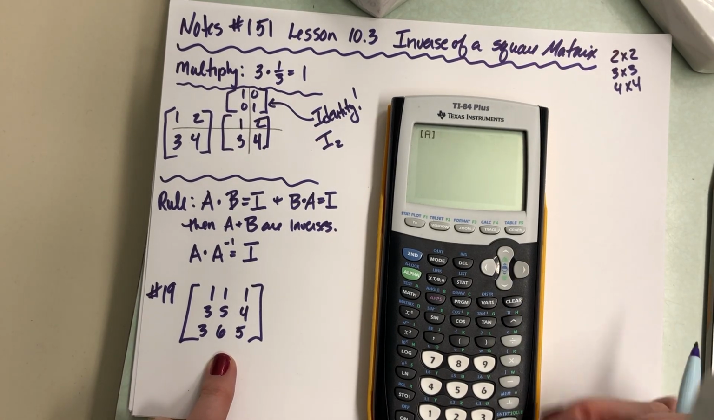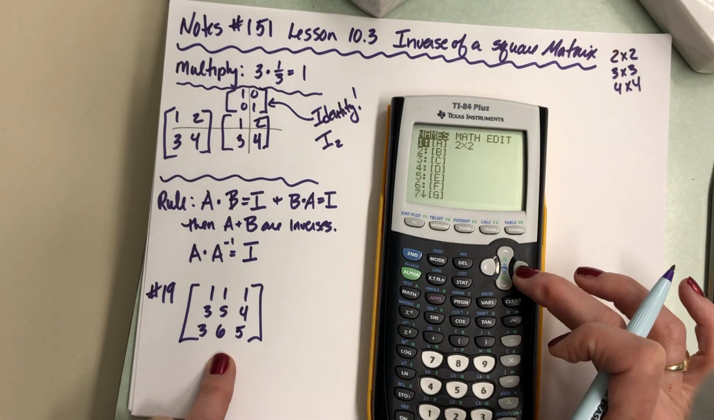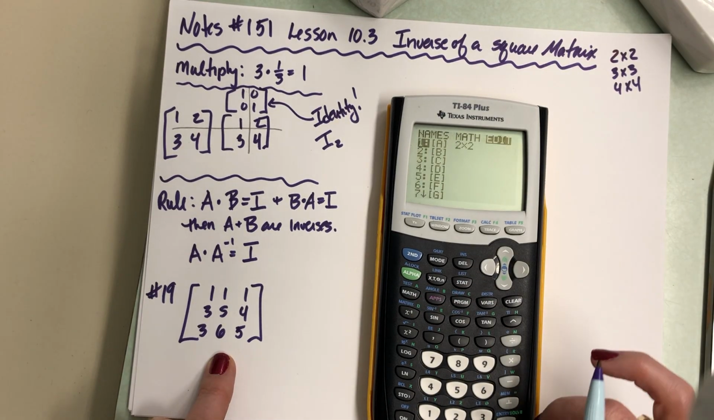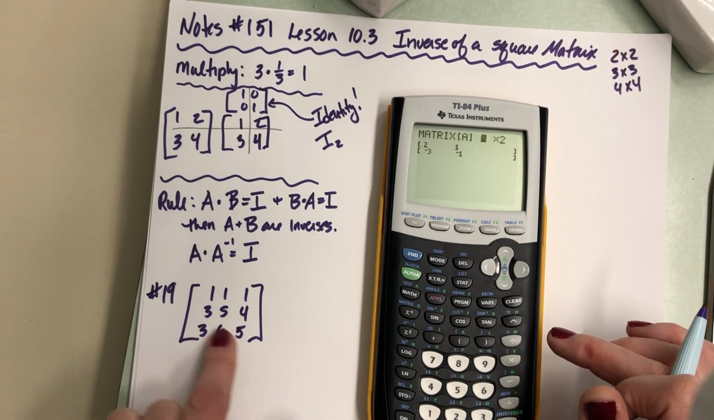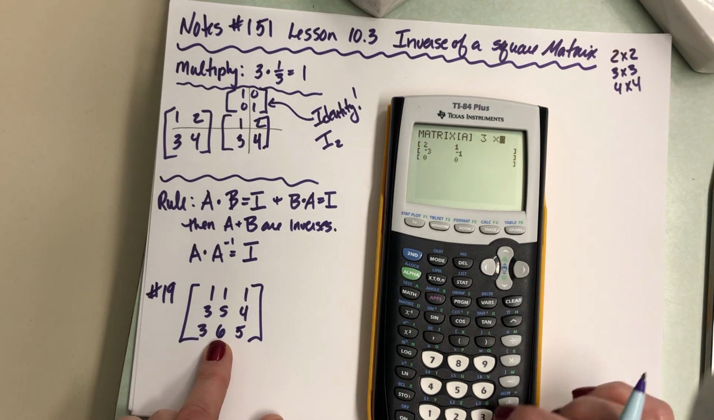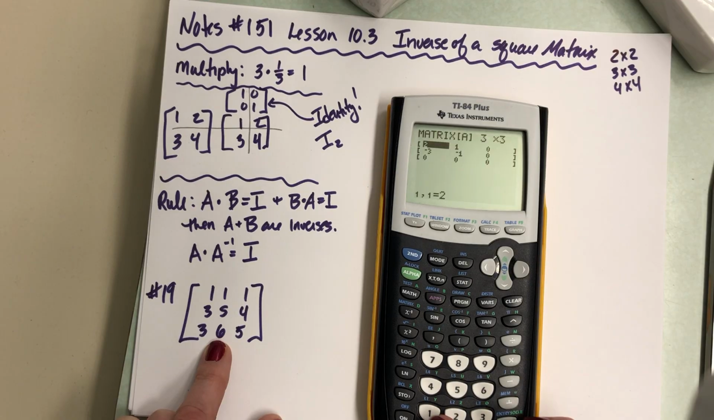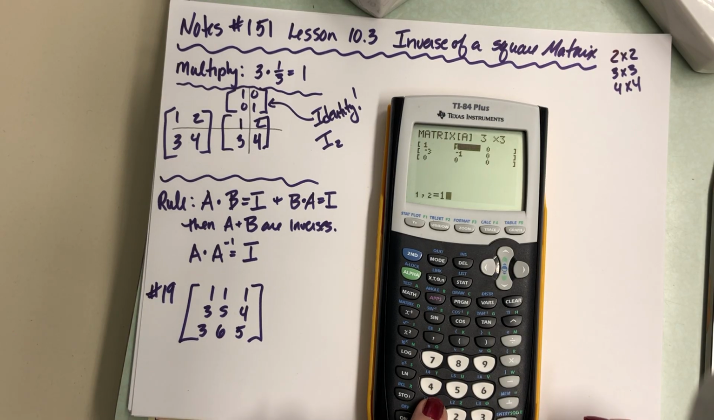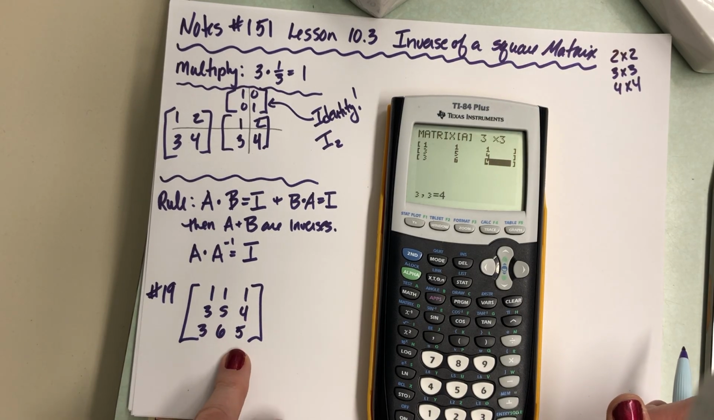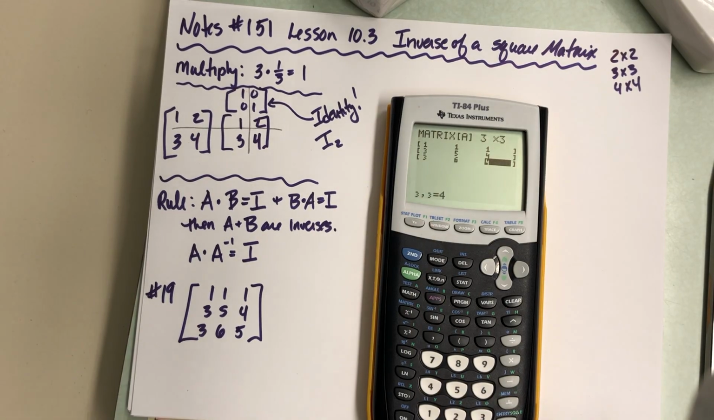I hit enter. Oops, clear. Sorry. Second matrix. I'm going over to edit. Sorry about that. Now I need to tell my calculator that I'm going to use a 3 by 3. Notice that all of a sudden my matrix comes right up. I'm going to put those entries in: 1, 1, 1, 3, 5, 4, 3, 6, 4. So I've entered the matrix for number 19 in our textbook straight into our calculator, and I have it saved as matrix A.